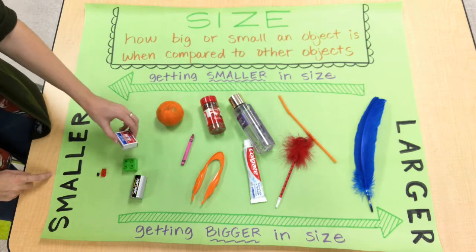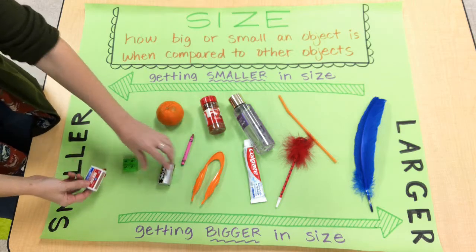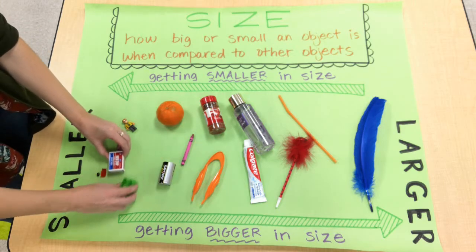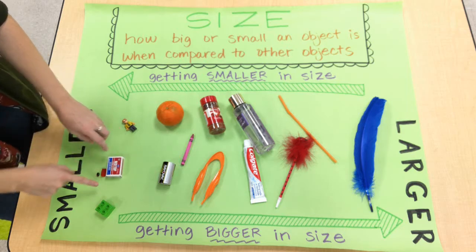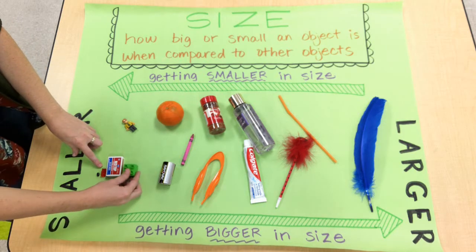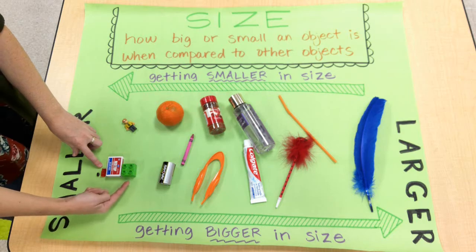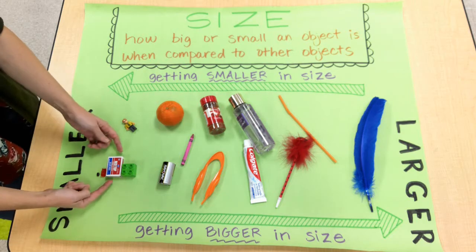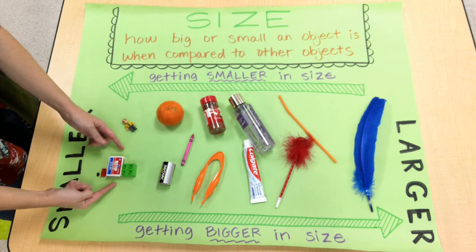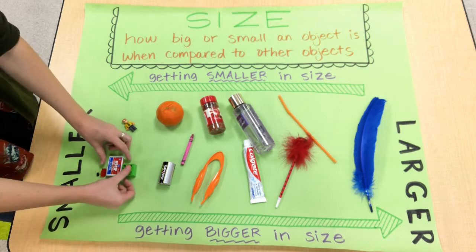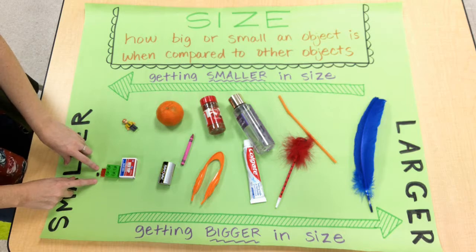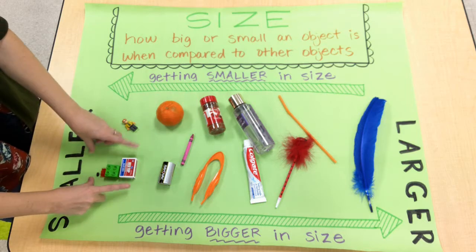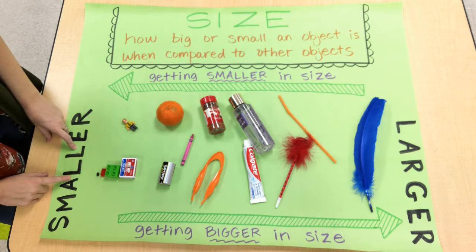Now if I come over here to my box of matches and I put that next to my gummy bear, I know my box is larger than my gummy bear. But if I compare that to my Lego, what? My match box is larger than my Lego. So I'm going to switch these around. So smallest, small, little bit bigger, and largest as of right now.